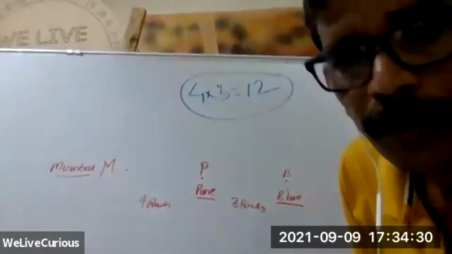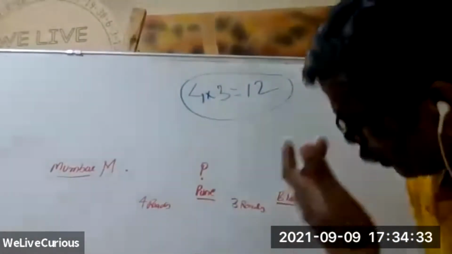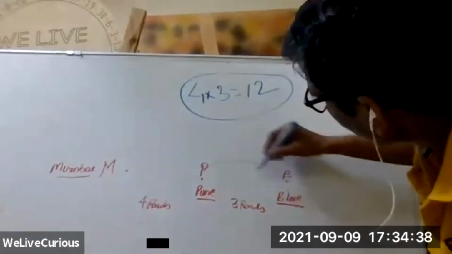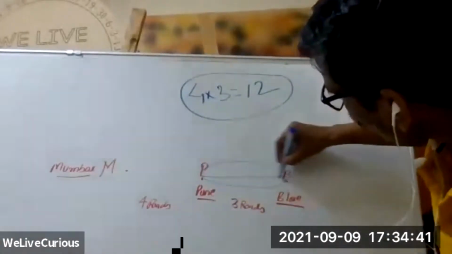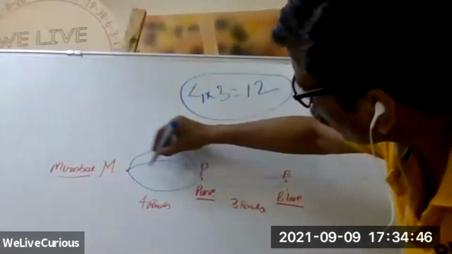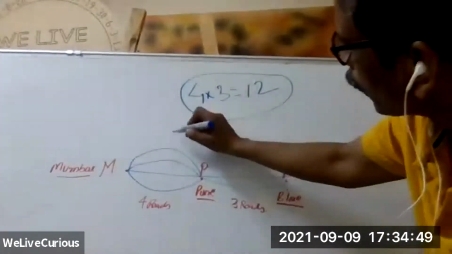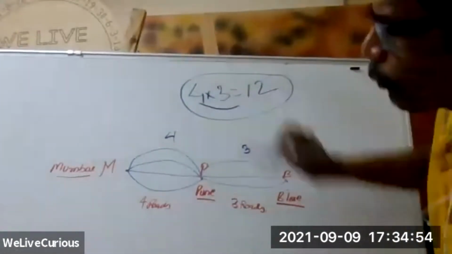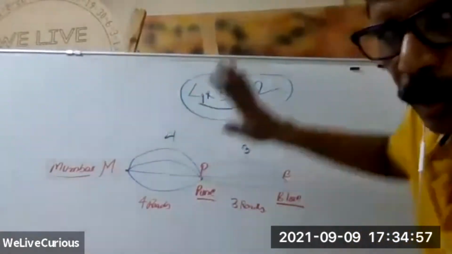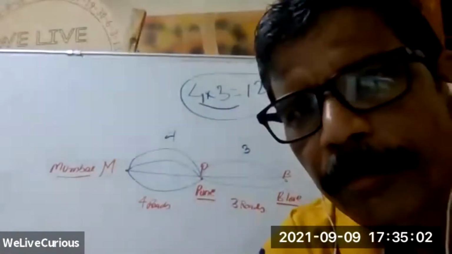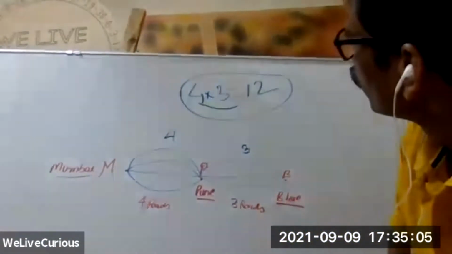Because there are 4 roads from Mumbai and between Pune and Bangalore, there are 3 roads: 1, 2, and 3. Here there are 4 roads: 1, 2, 3, and 4. So there are 4 roads here, and there are 3 roads between these 2 points. So we say 4 multiplied by 3 is equal to 12. Yes, sir, because there are 4 roads and you can go by any of the 4 roads. And on 1 road, you can go in 3 different directions.